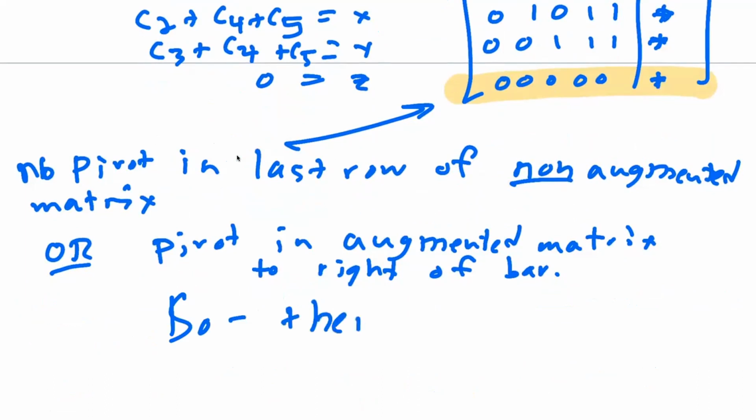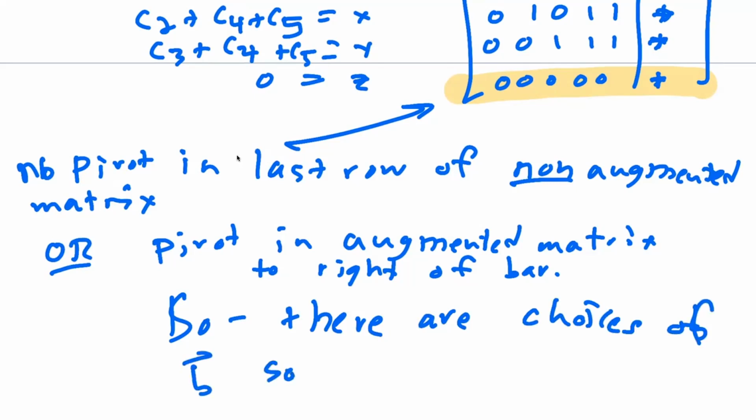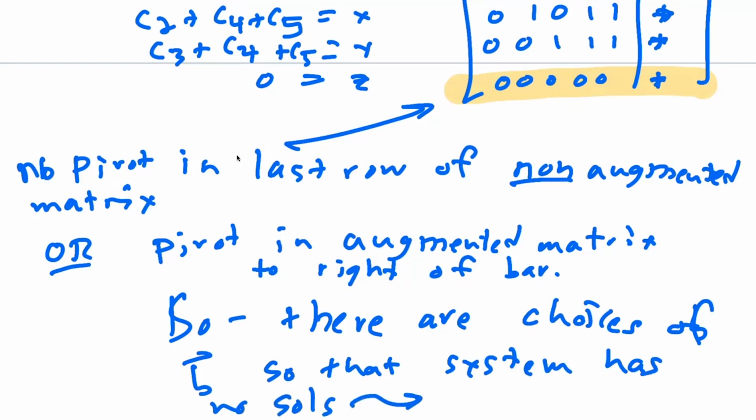So there are choices of B so that the system has no solutions, which means they do not span, right?